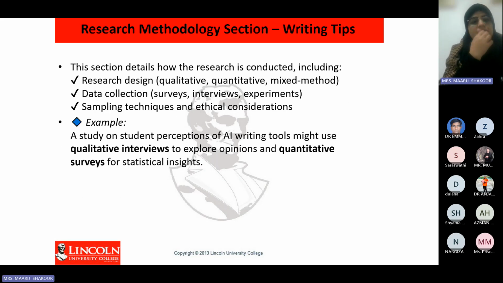Research methodology section, yes, writing tips. This section details how the research is conducted, including research design, whether it is quantitative, qualitative, or mixed method approach.